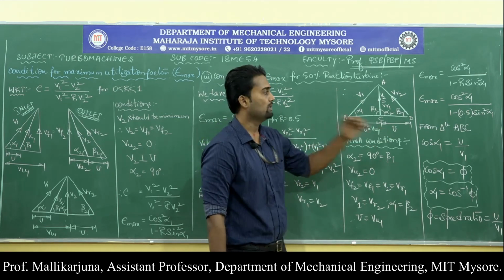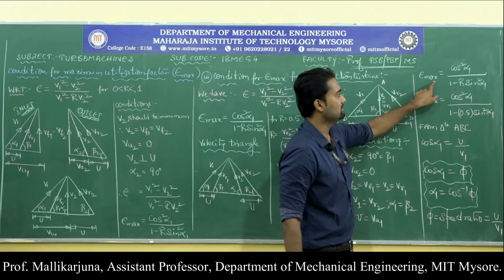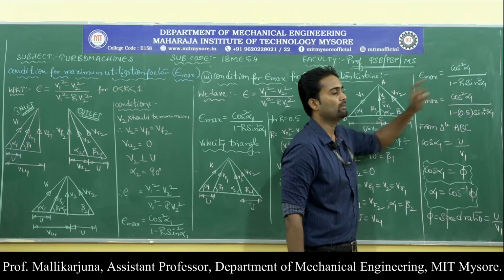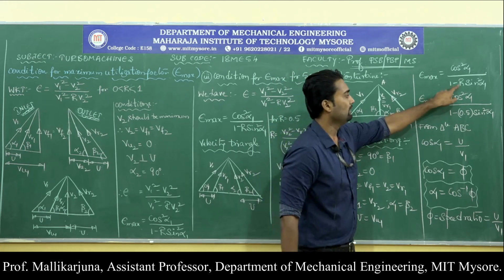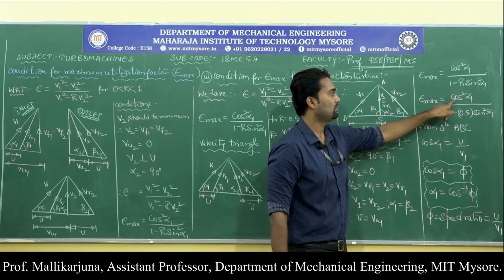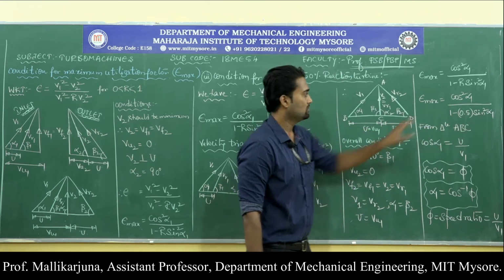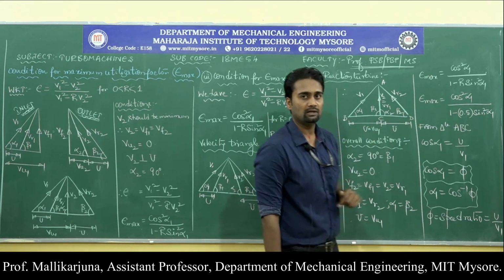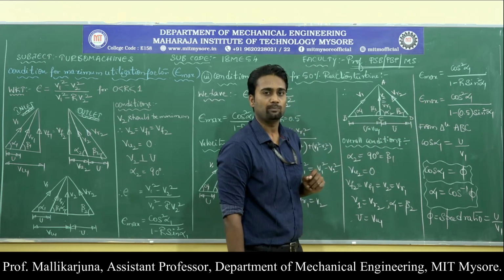Now let us look on to the condition for maximum utilization factor. We have this base condition for maximum utilization factor: cos square alpha 1 divided by 1 minus R sin square alpha 1. Now we know the value of R is nothing but 0.5, epsilon max is equal to cos square alpha 1 divided by 1 minus 0.5 sin square alpha 1. So this is the final equation what we will get from substitution of R as 0.5.